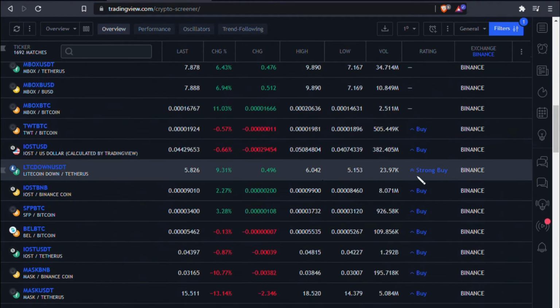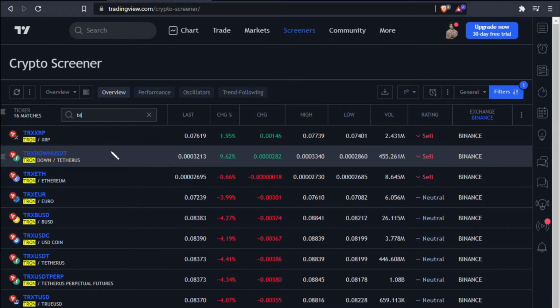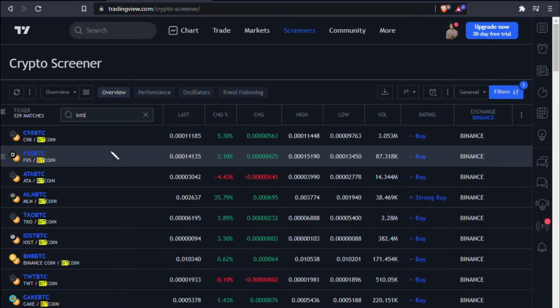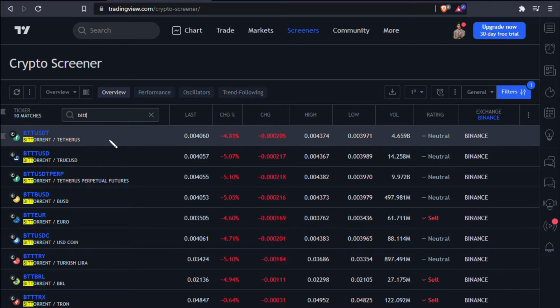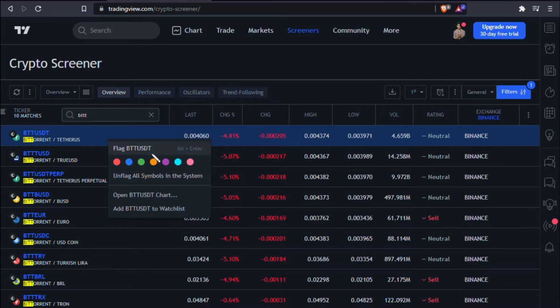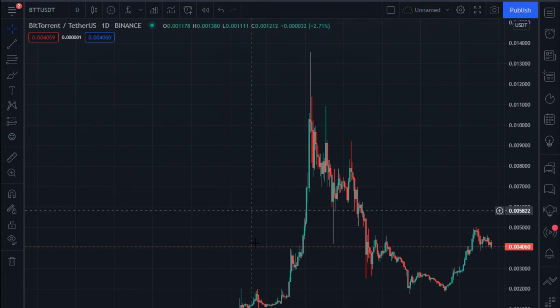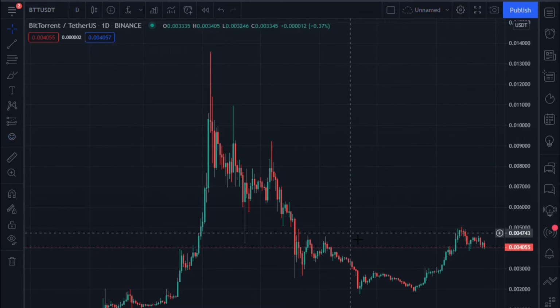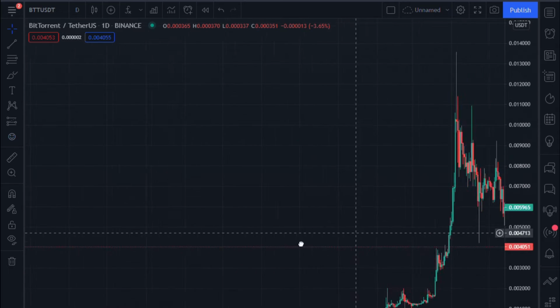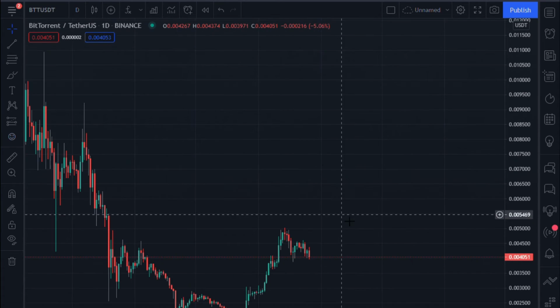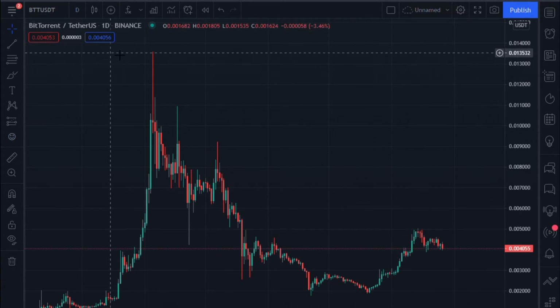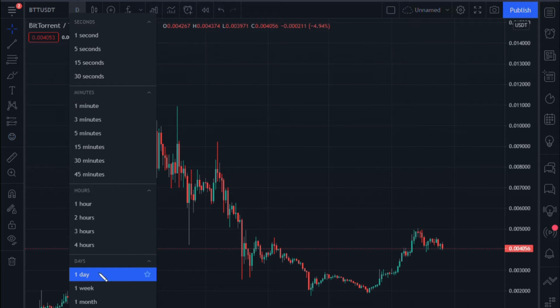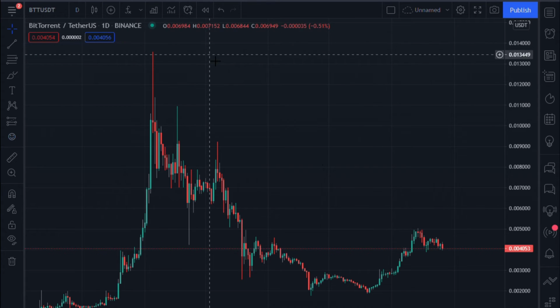Let's take any cryptocurrency as an example. I'm going to go for BTT, or BitTorrent. Here you can see BitTorrent. Just right click and open the chart of BitTorrent. This is the chart of BitTorrent against USDT, that is Tether. BitTorrent is also a great cryptocurrency, which holds the torrent file. This is an uptrend market which has given you a solid 50% increment.